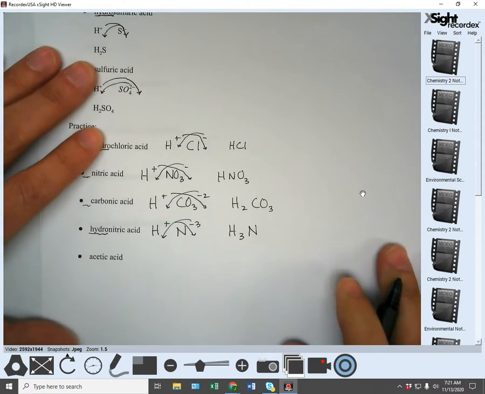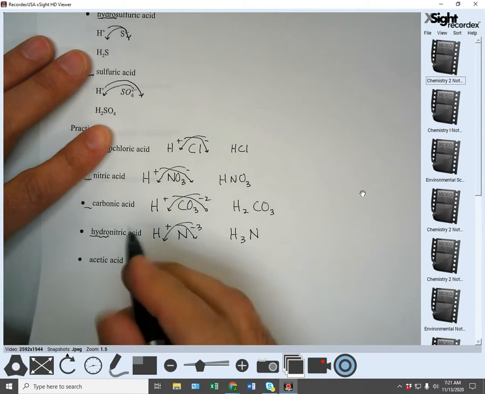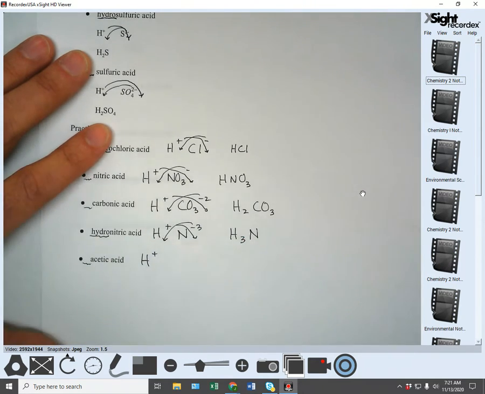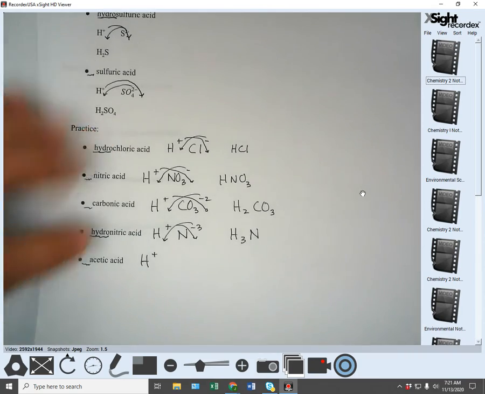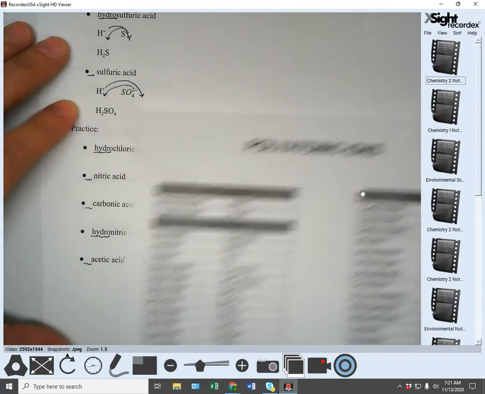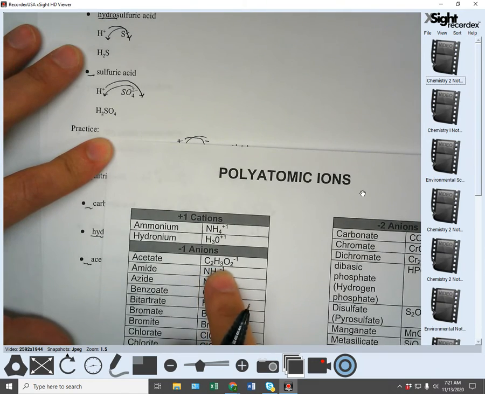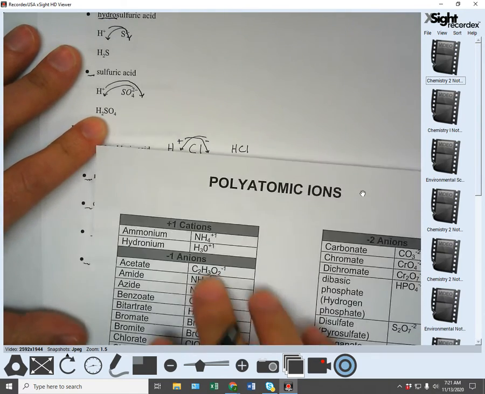Okay. And the last one, acetic acid, again, no hydro. So it means off the polyatomic sheet. So acetic would be acetate. That's this one here. Okay. Now don't freak out because it's got 3 elements in it. It doesn't matter. We treat it all as one thing.